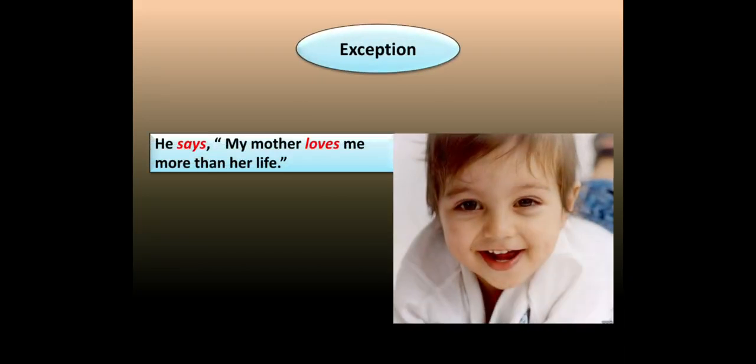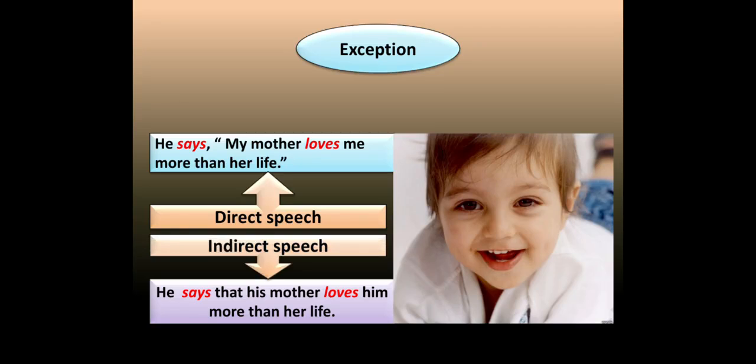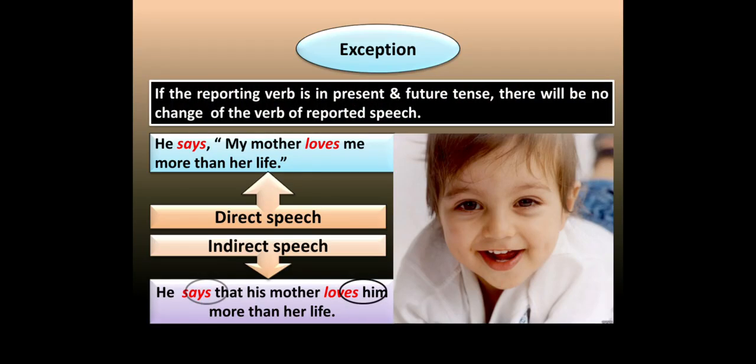Exception, there is some exception. He says, "My mother loves me more than her life." Here, says is in present tense. That's why the verb of reported speech will not change. He says that his mother loves him more than her life. If the reporting verb is in present and future tense, there will be no change of the verb of reported speech.